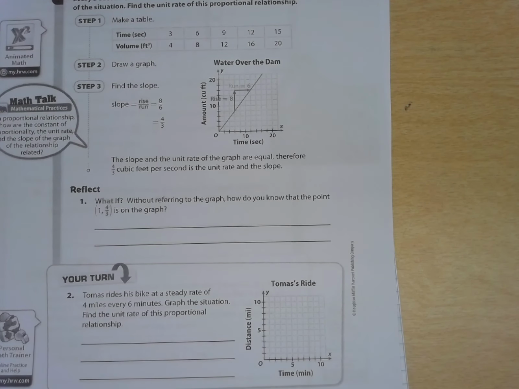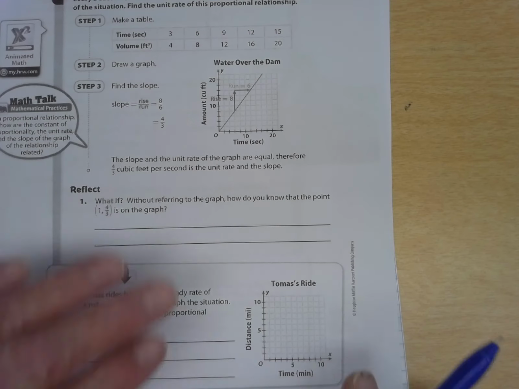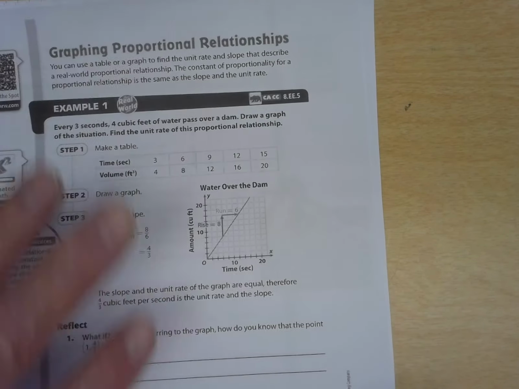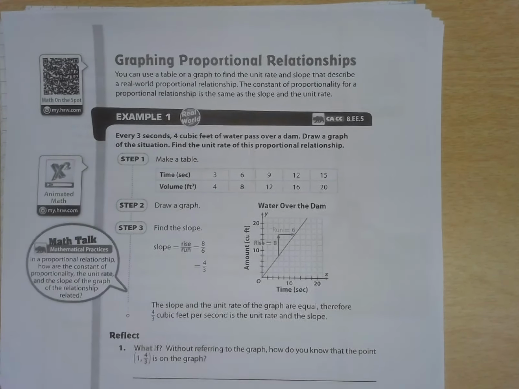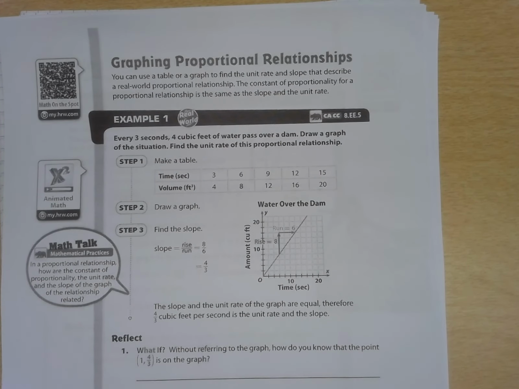Moving forward, graphing proportional relationships. You can use a table or a graph to find the unit rate and slope that describe a real-world proportional relationship. The constant of proportionality for a proportional relationship is the same as the slope and the unit rate.